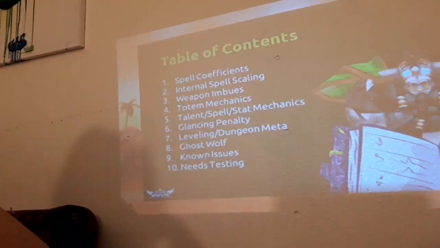So now let's go over what we're going to be talking about in this guide. We're going to be doing spell coefficients. We're going to be talking about internal spell scaling, which is something that's pretty interesting and at least new to most people. We're going to be going over our stats course and weapon buffs again. We're going to be looking at differences in totem mechanics, talent, spell, and stat mechanics, glancing damage, which I did not cover in Part 1, leveling and the new dungeon meta in Classic WoW, some changes to Ghost Wolf form, some known issues that have occurred in the beta and have not been rectified as of yet, and finally things that still require some testing.